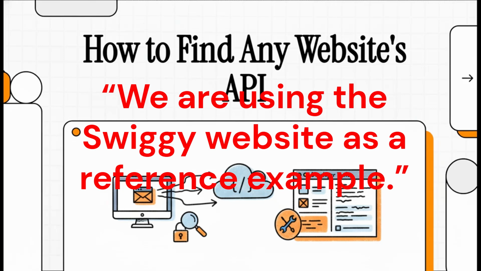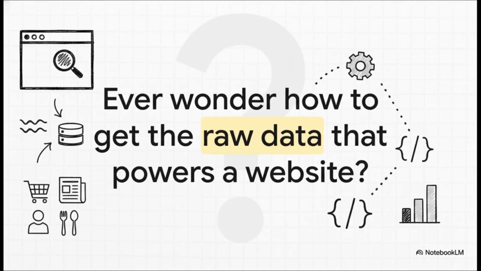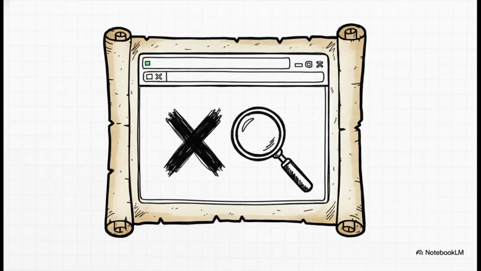Welcome to the Explainer. Today, we're finding the secret data pipeline behind almost any website. We're talking about its API. That's the pipeline that feeds the site all of its data. So how do we find it? Well, the map to this treasure is hidden right in your browser.